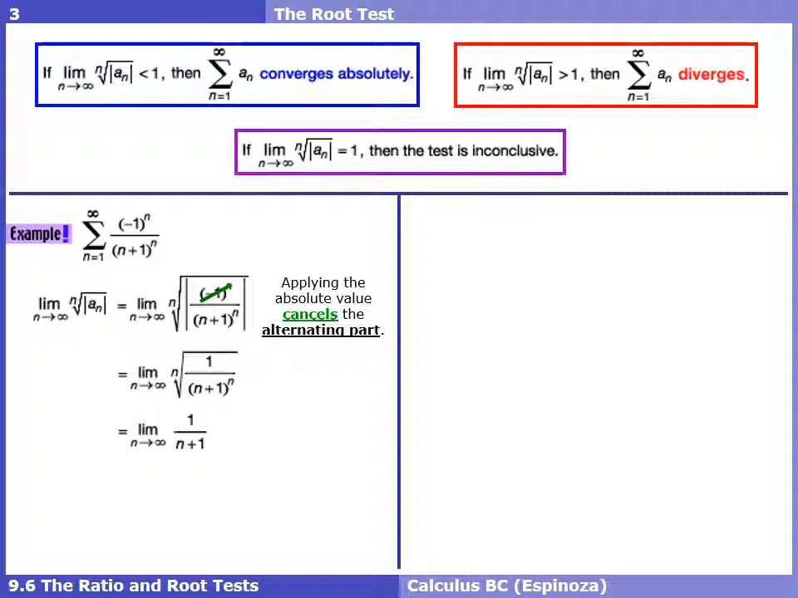Once we do that, we're kind of ready to go. If we take the nth root of everything, of course the nth root of 1, or any root of 1, is just 1. And if we take the nth root of the bottom, that power of n goes away. And that's why using this root test here was important.